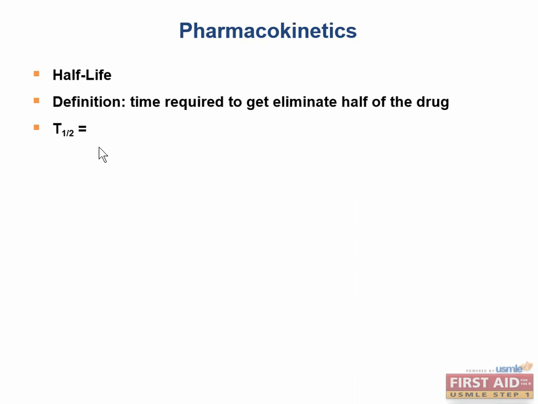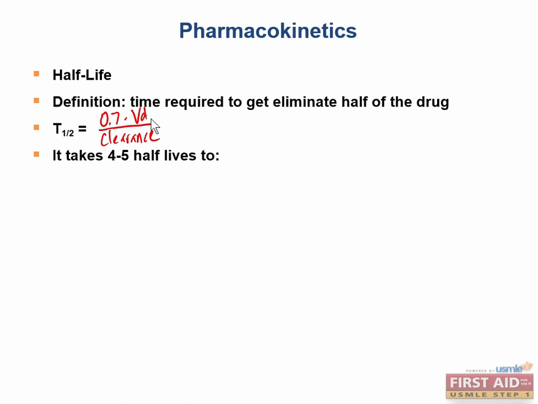We can write the half-life as an equation. Under conditions of first-order elimination, the half-life is equal to 0.7 times the volume of distribution divided by clearance. So there is our equation. Now we'll deal with what first-order elimination means in a few minutes. But I want you to be comfortable with this equation because you may need to calculate the half-life of a drug on test day.